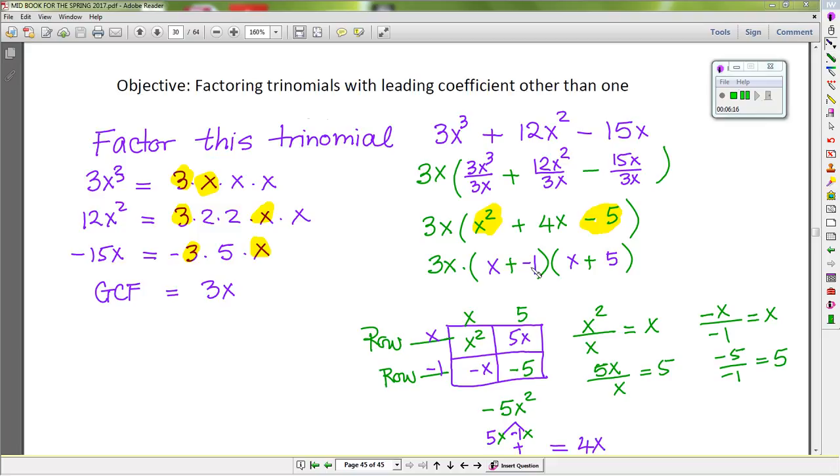Now, if you have a plus and a minus sign, you can simplify this. If you want to continue, you can simplify it down. My factored form now will be 3x times x minus 1 times x plus 5.